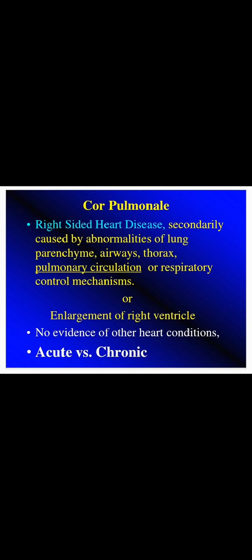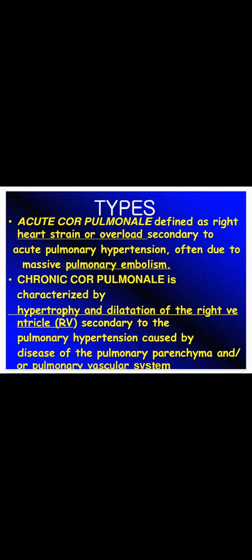It's a right side heart disease caused by abnormalities of the lung parenchyma, airways, thorax, pulmonary circulation or respiratory control mechanism, or else due to enlargement of the right ventricles. And there are two major types, acute and chronic. Enlargement of the right side of the heart is due to high blood pressure in the pulmonary blood vessels, usually caused by chronic lung disease. The types of cor pulmonale are acute cor pulmonale and chronic cor pulmonale.